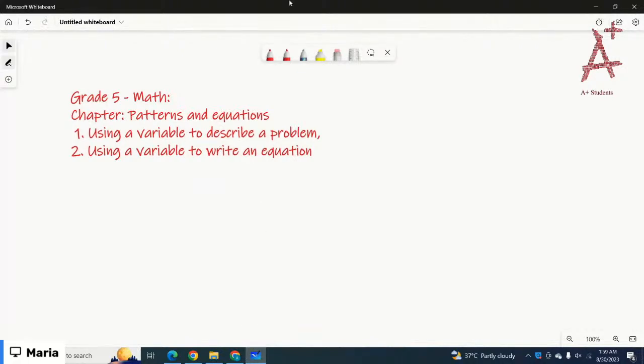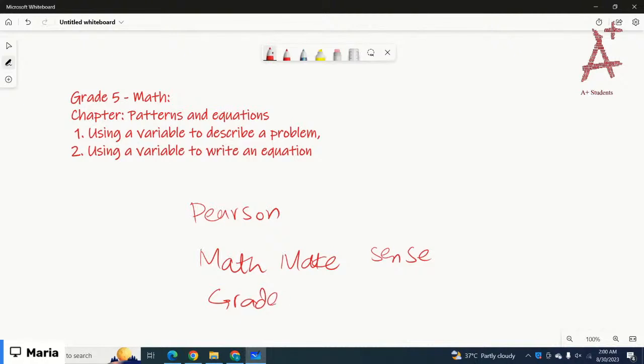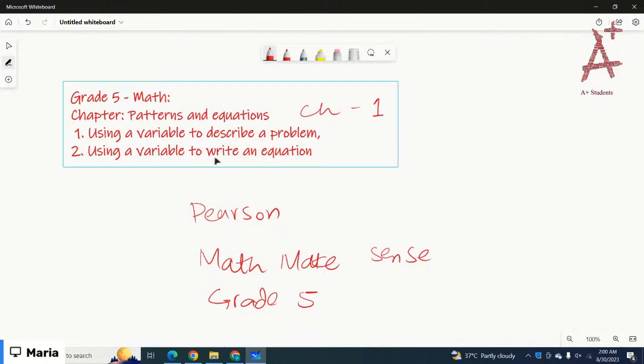We are here for grade 5 math. We are working on the book Pearson Math Makes Sense grade 5, chapter 1, that is patterns and equations. Today we're going to start with the lessons using a variable to describe a pattern and then using a variable to write an equation. So let's just start with the lessons.